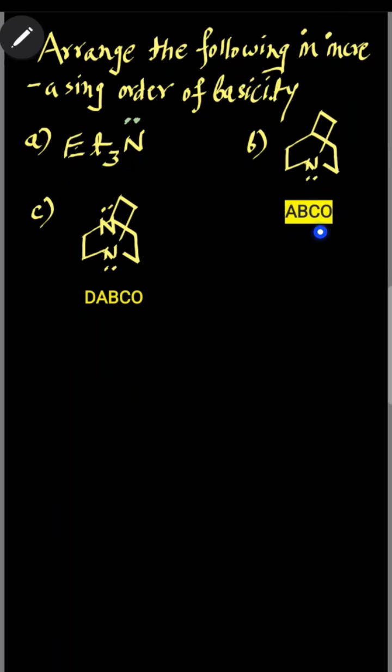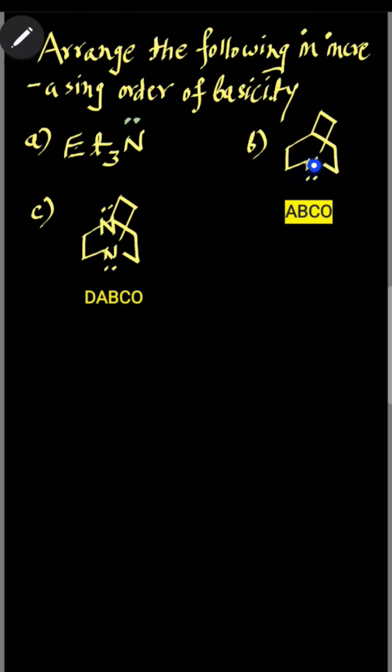This compound is the ABCO, azabicyclooctane. In this compound you can see this is your carbon group, kind of an alkyl group. This will push the electron density onto this nitrogen atom due to the plus I effect, and due to this plus I effect, this nitrogen would be very highly electron rich, and electron richness directly increases the basicity of this compound. So this is basic in nature.